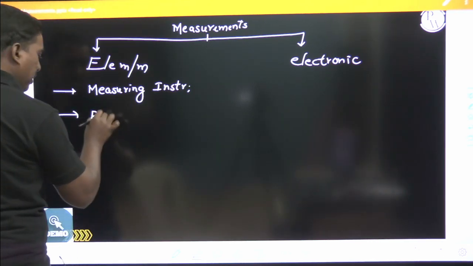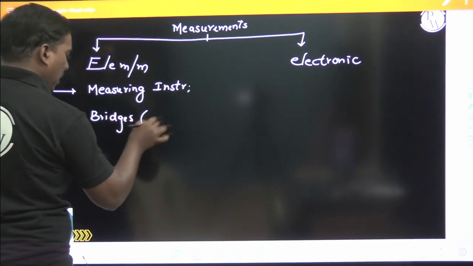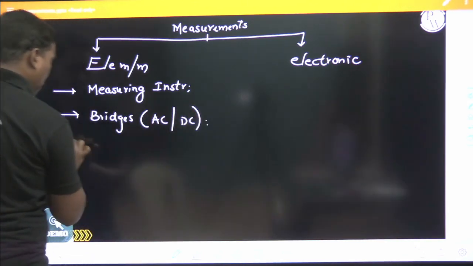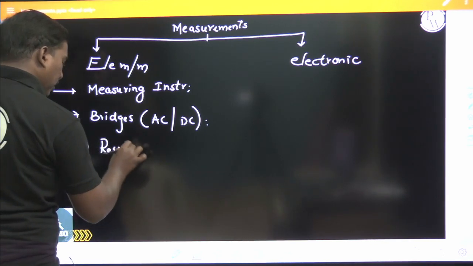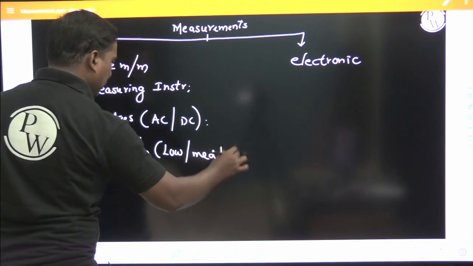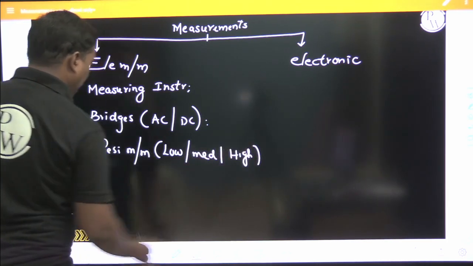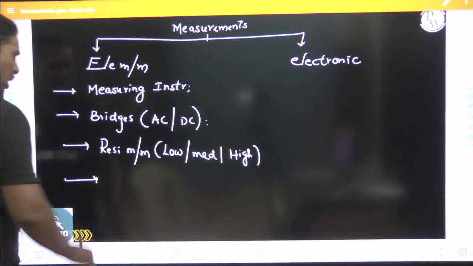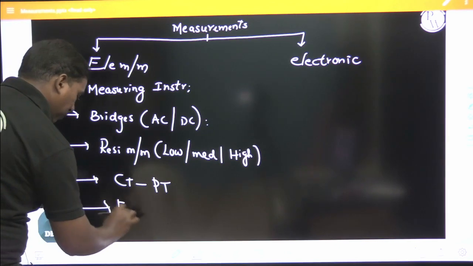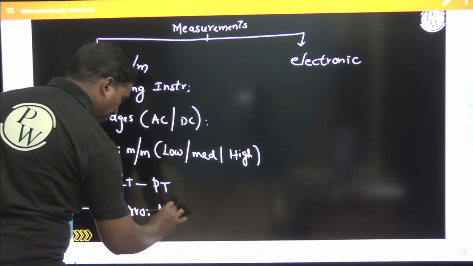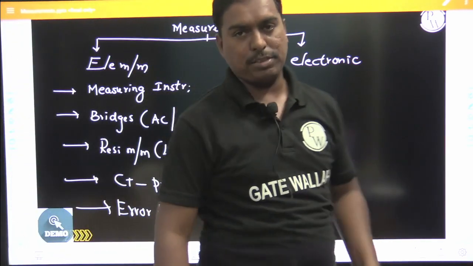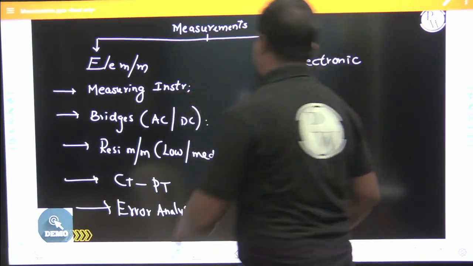Then comes the bridges. Under the bridges, we are having the AC as well as the DC. And next comes the measurement of resistance: low, medium, and high. And next comes higher version of instrument, CT PT, and next comes the error analysis. So, these are basically under the electrical measurements, and I will give you the list of the measuring instruments.